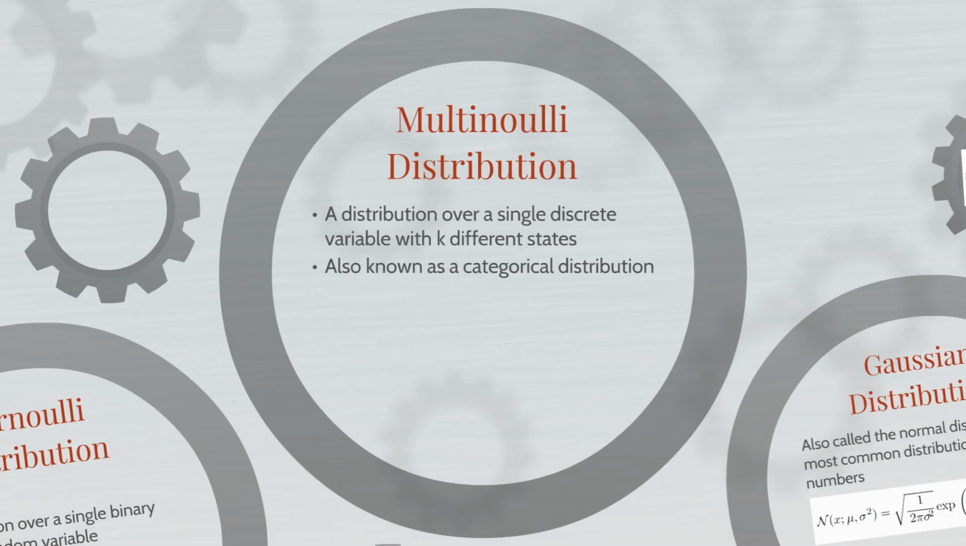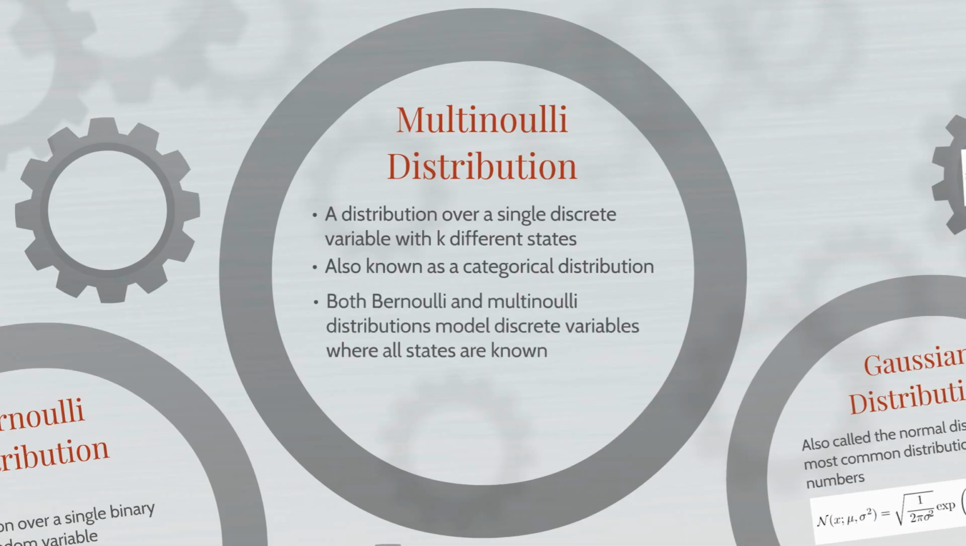The Bernoulli distribution is also technically a categorical distribution since it covers a categorical or discrete variable. However, you're more likely to hear categorical distribution referring to the multi-Bernoulli because oftentimes we're going to have multiple states, or a k number of states. So both the Bernoulli and multi-Bernoulli distributions model discrete variables where all states are known. The only difference is that the Bernoulli only deals with two states, whereas the multi-Bernoulli has k possible states. These are going to be your two most common categorical distributions, or distributions that you use for discrete variables.